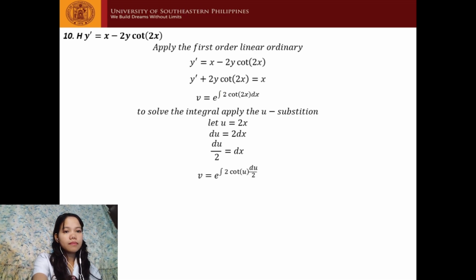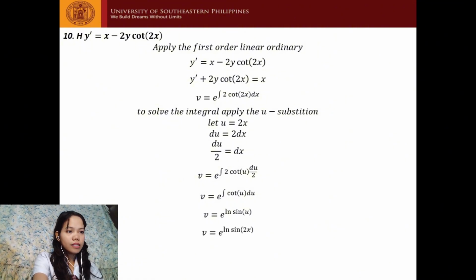So what we have is v equals e raised to the power of the integral of 2 multiplied to the cotangent of u multiplied to du over 2. So 2 over 2 equals 1. So v equals e raised to the power of the integral of the cotangent of u with respect to u. The integral of cotangent of u is ln sine. So v equals e raised to the power of ln of sine u.